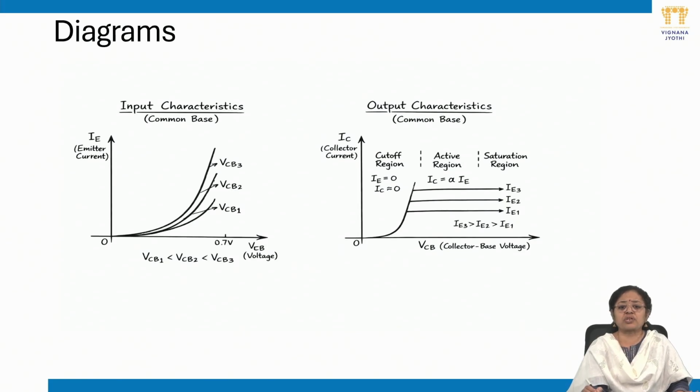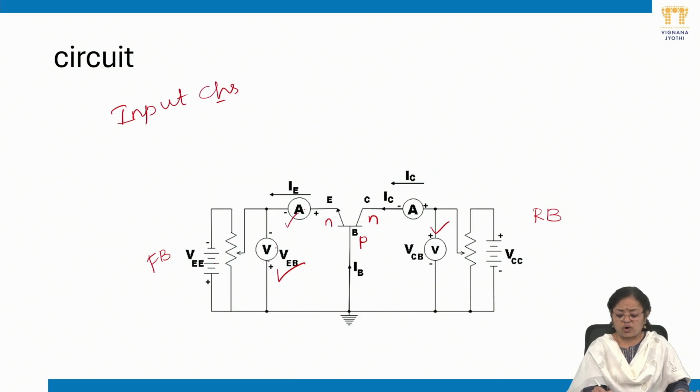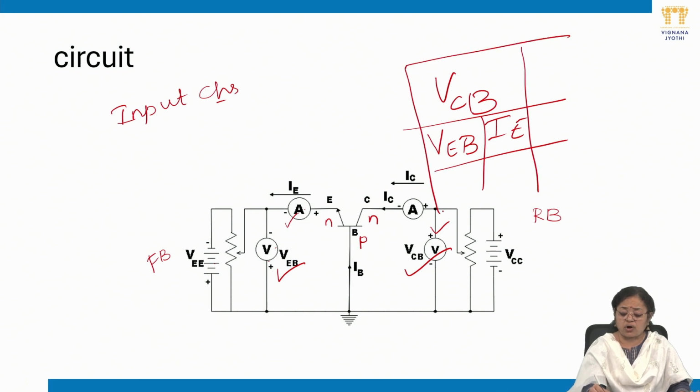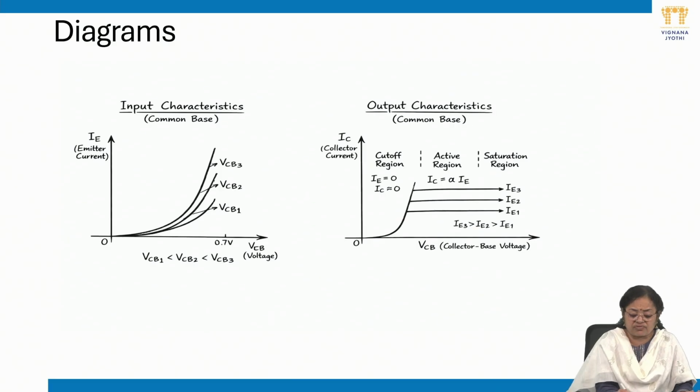Coming to the input and output characteristics, as I said, for different values of the output voltage, the output voltage we have in the common base is VCB. By keeping VCB constant, we obtain the values for VEB and IE. This is going to give us the characteristics for common base. Here we observe the input characteristics: on the x-axis we have VBE and on the y-axis we have IE, for different values of the output voltage.